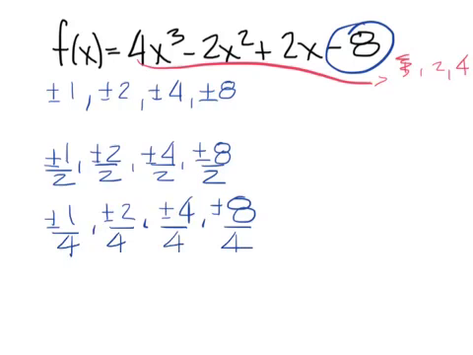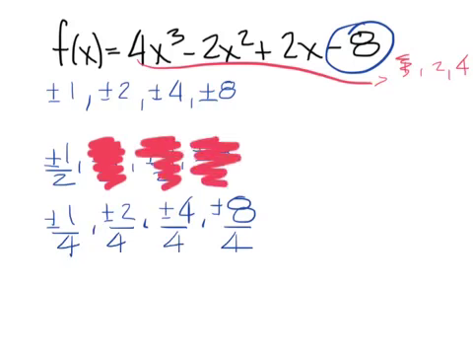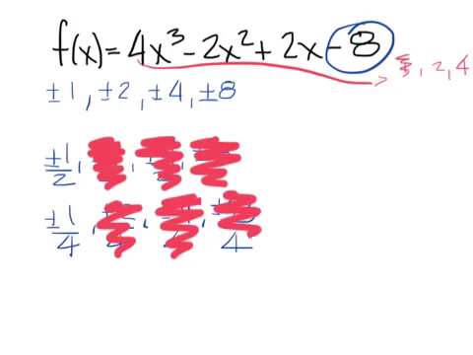Now, is there anything that can cancel out? 2 over 2. Yeah, 2 over 2 is a 1. We already have it. 4 over 2. 8 over 2. 8 over 4. 4 over 4. 2 over 4. And 8 over 4.